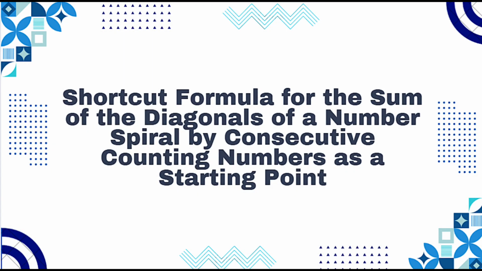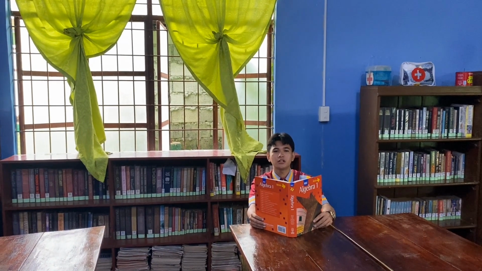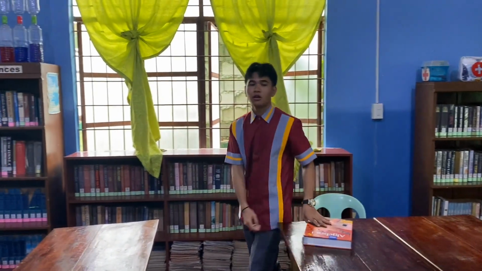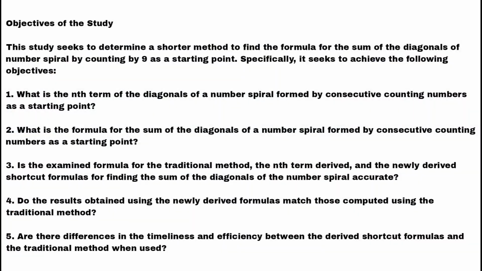And this is our study entitled The Shortcut Formula for the Sum of the Diagonals of a Number Spiral by Consecutive Counting Numbers as a Starting Point. Our study aims to find a shorter and faster method for calculating the sum of the diagonals in a number spiral using a simple pattern that starts by counting by 9. To achieve this, we focus on several key objectives.